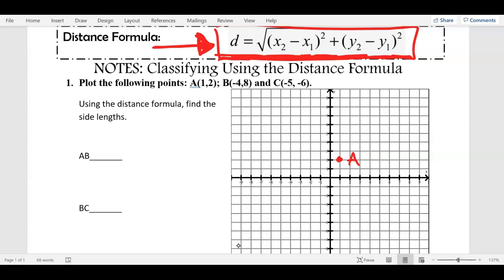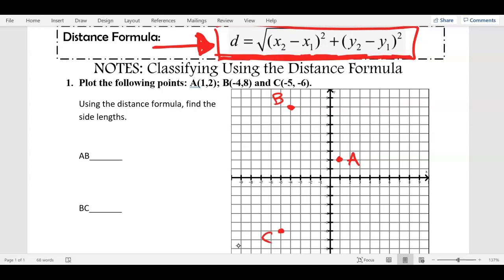That other point isn't right. So negative 4, comma 8 means left 4, up 8. Put a point there. That's your letter B. And then C, negative 5, negative 6. So 5 to the left, 6 down, because negative is left and negative is down. Okay, that's letter C.